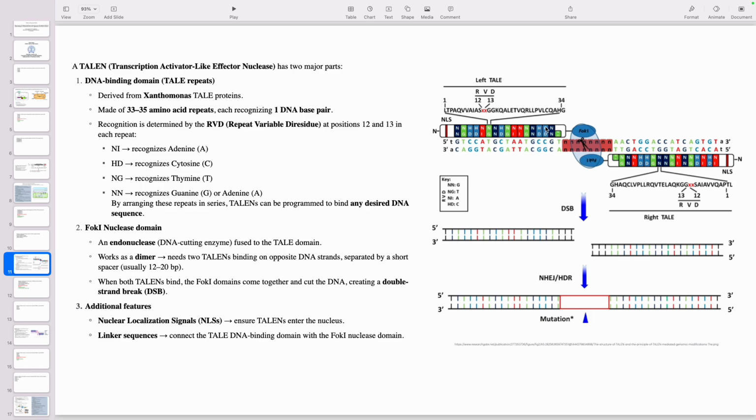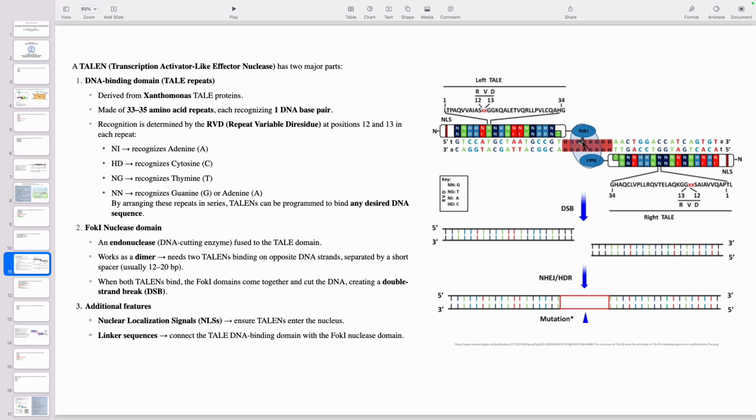So these two TALENs need to bind on opposite DNA strands, separated by a short spacer, which is usually 12 base pairs to 20 base pairs. FOK1 then cleaves the double stranded DNA at this spacer. So when both the TALENs bind, the FOK1 domains come together and cut the DNA, creating a double strand break.